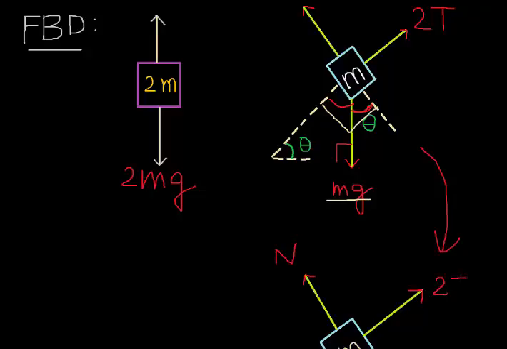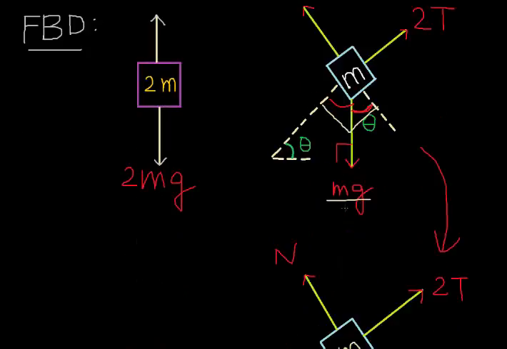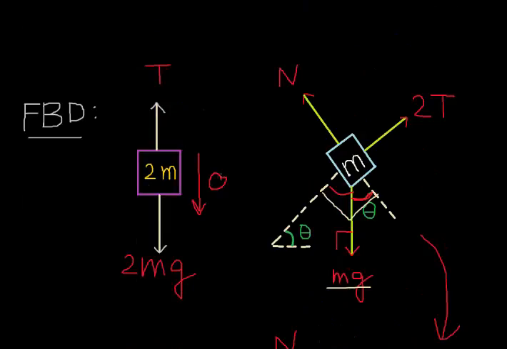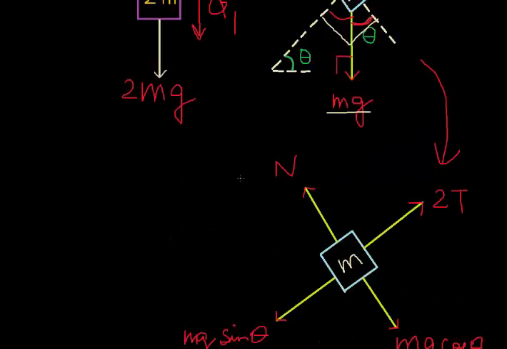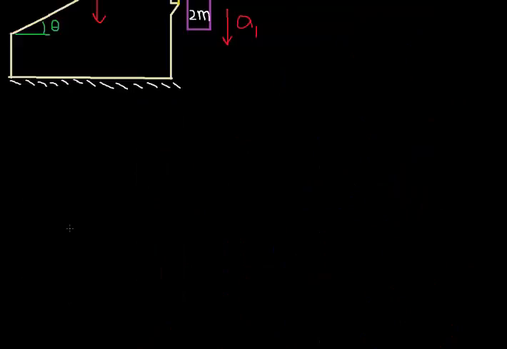This is N and this is 2T, like in the previous free body diagram. The acceleration of this block is a1 in the downward direction, and the acceleration of block M is a2 at angle theta from the horizontal. Now we have to find the constraint equations from these two blocks.